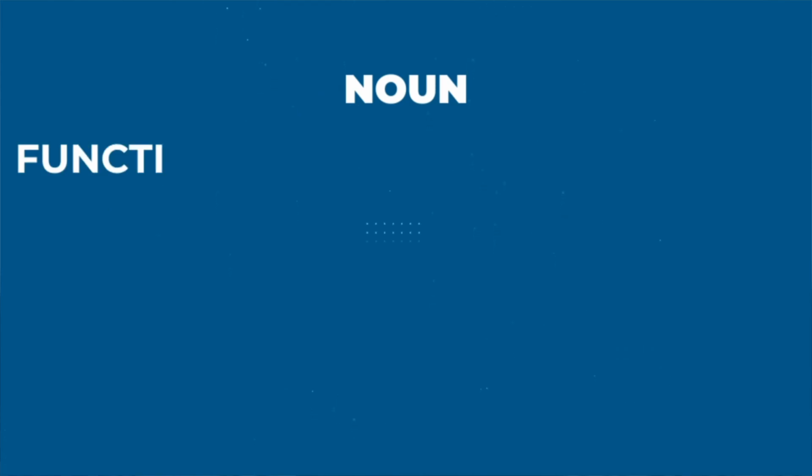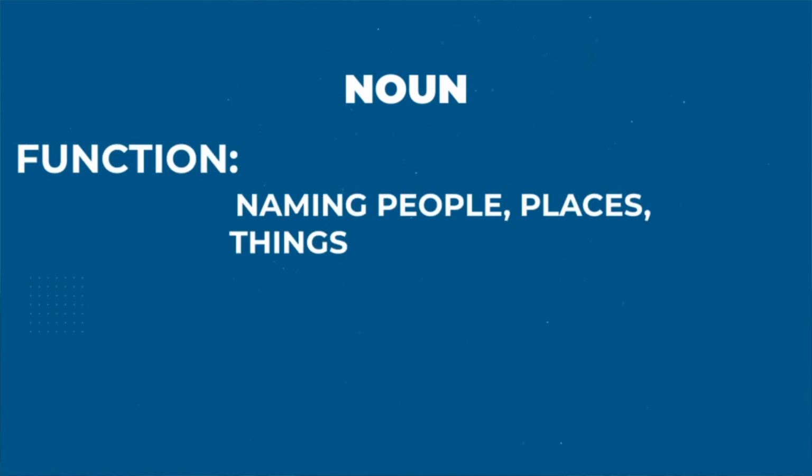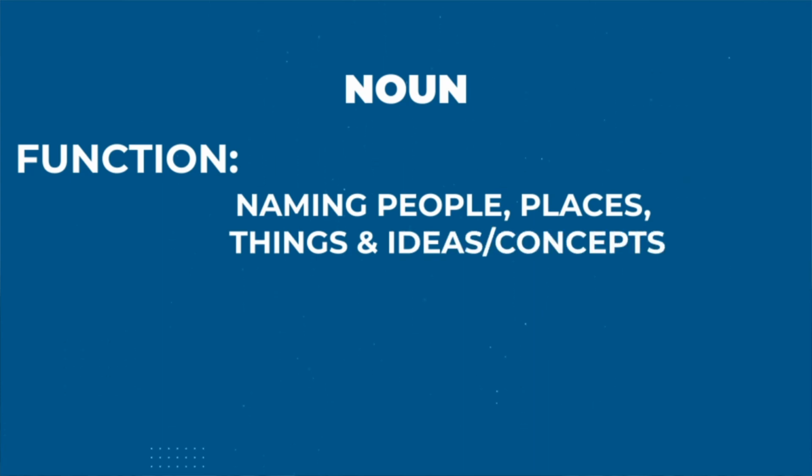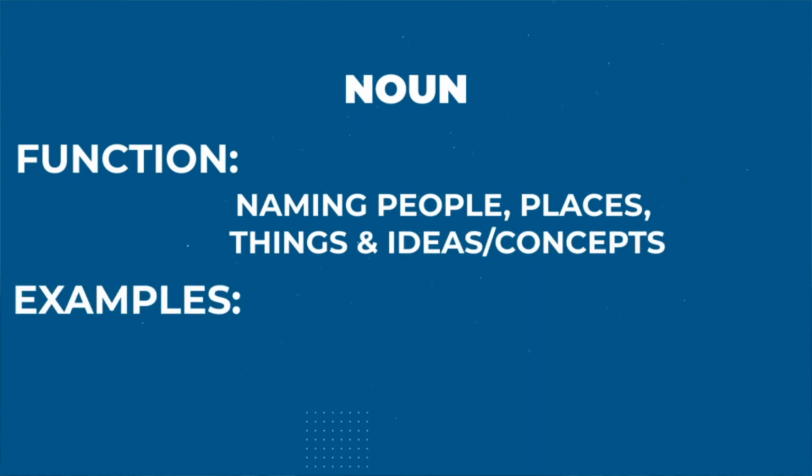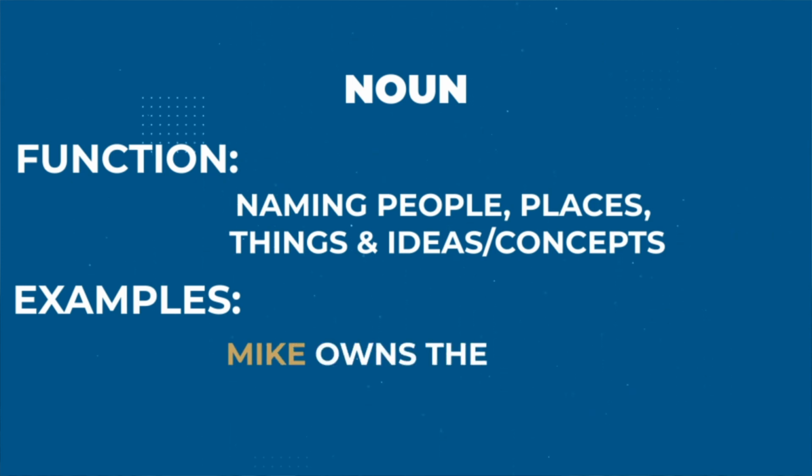To begin with, the first part of speech, which is noun. What are nouns? They are naming words, naming people, places, things, ideas, and concepts. For example, if I say, Mike owns the fastest car. So in this sentence, we find we have 2 naming words, Mike and car.